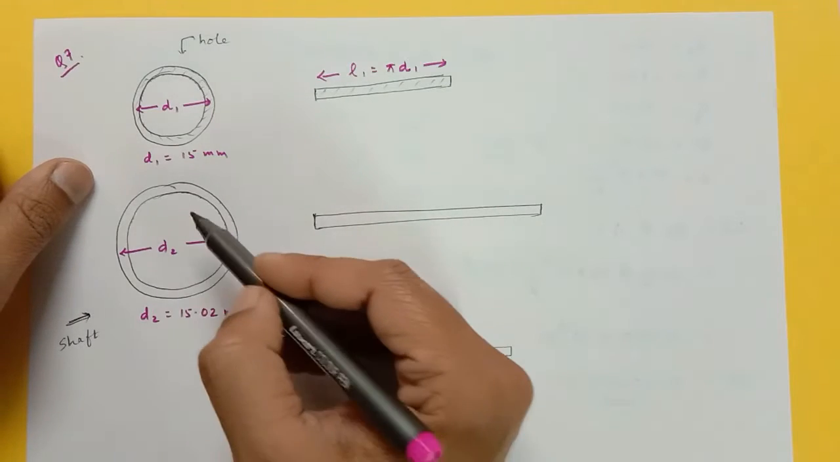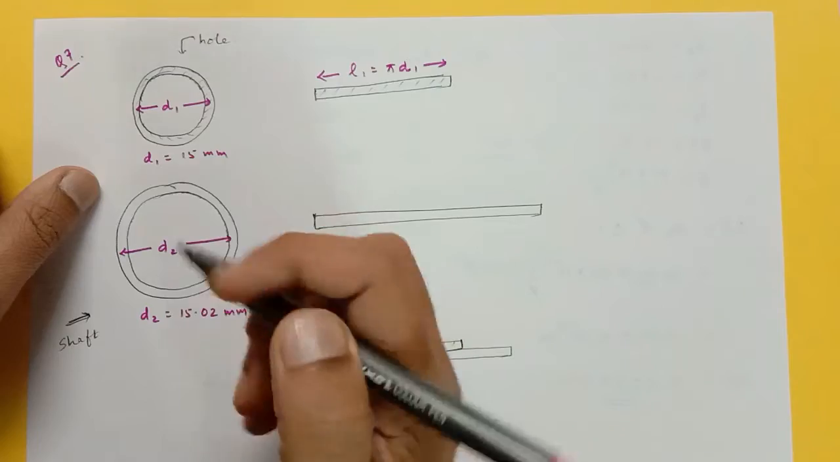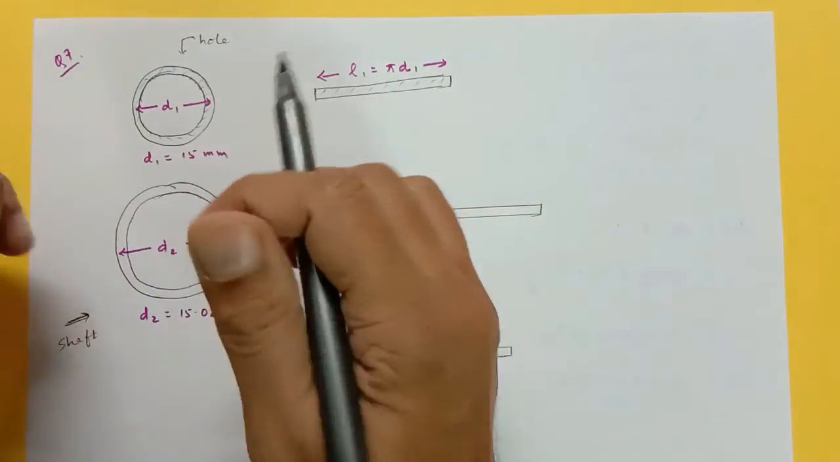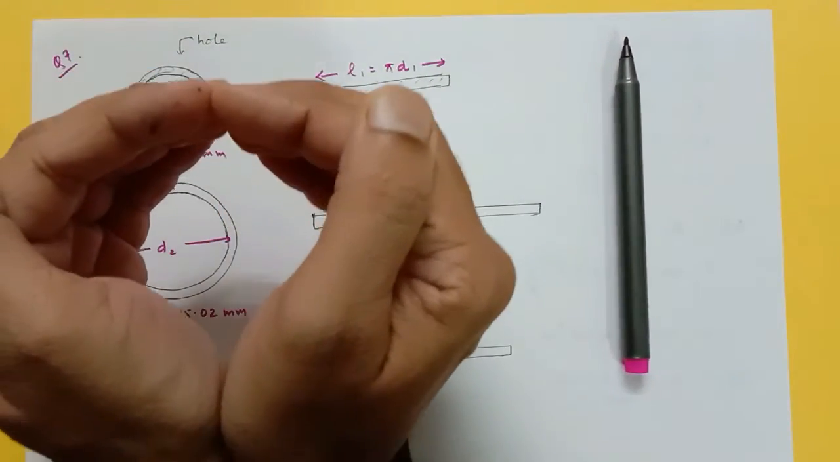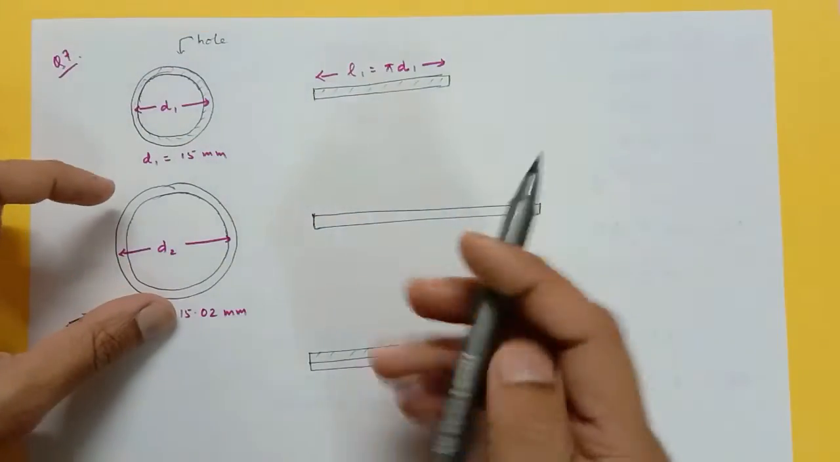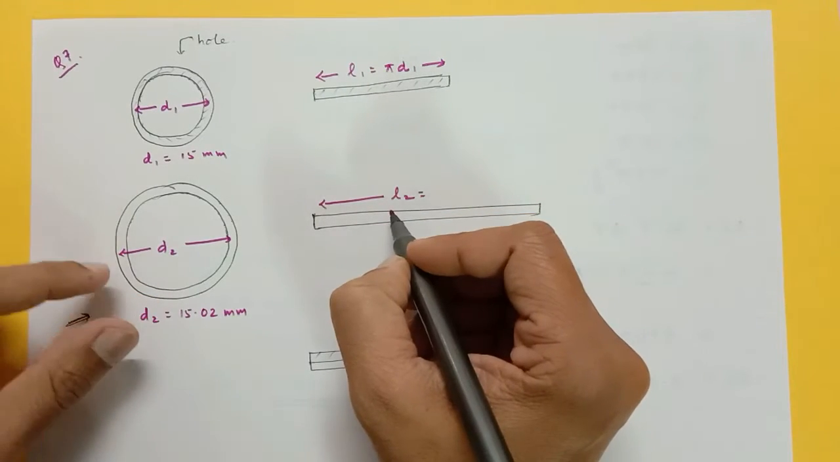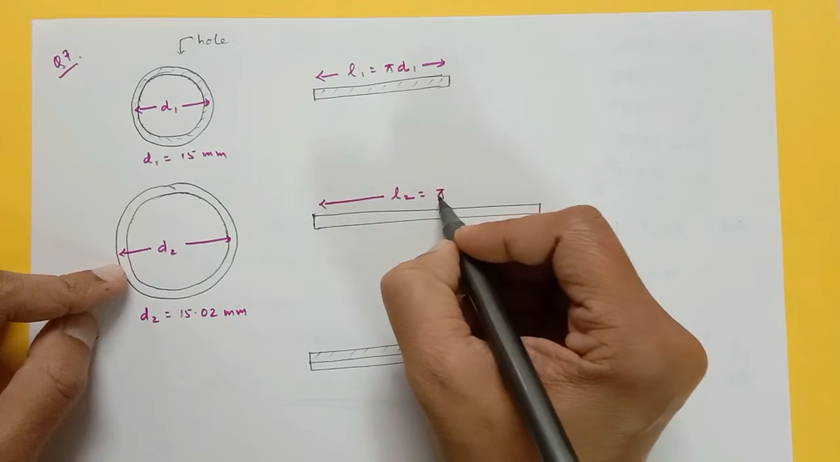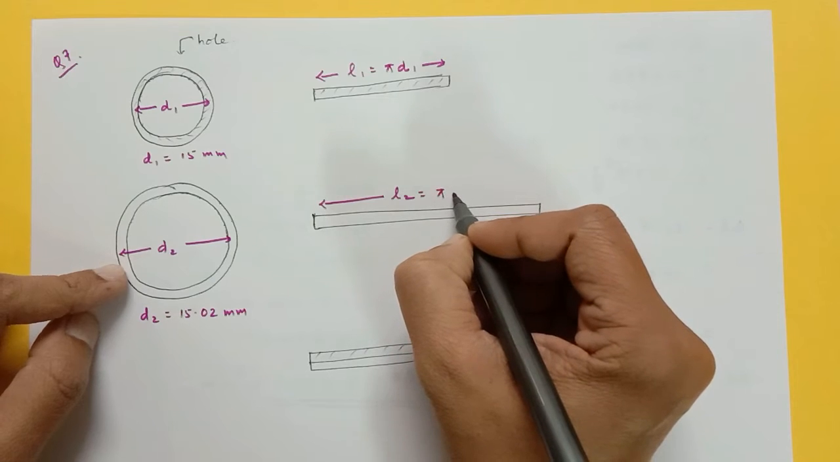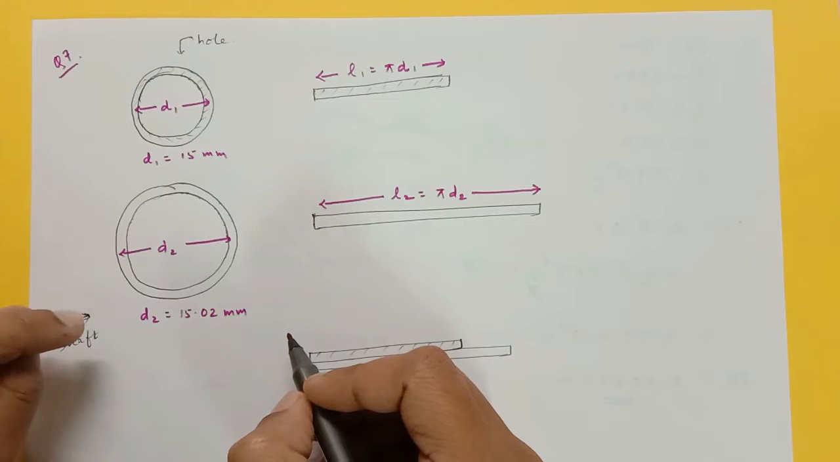And this shaft is again hollow from here and its diameter is bigger than this one. So if I again cut this shaft and make it straight like this one, the length would again be equal to the circumference. Let me call this length L2. That is equal to 2 pi r, but 2r is d, so pi times d2. This is length L2, correct?